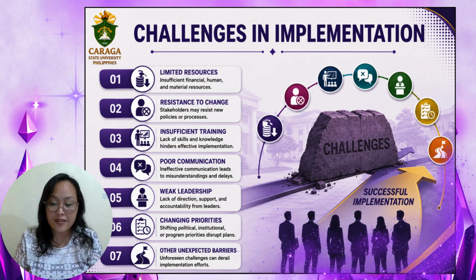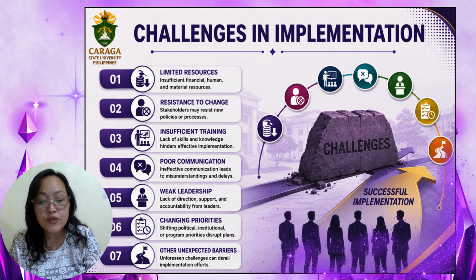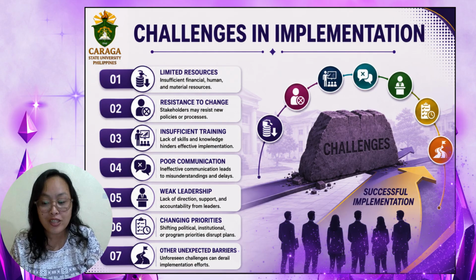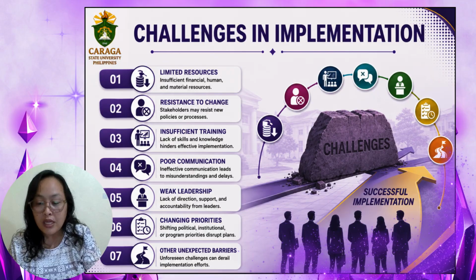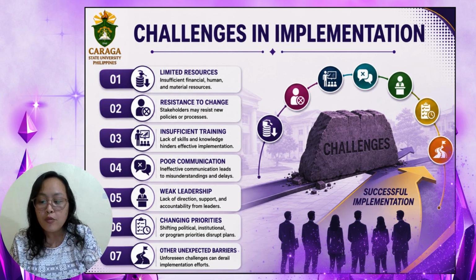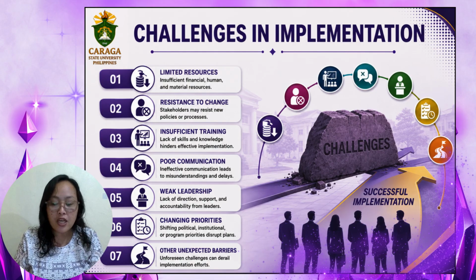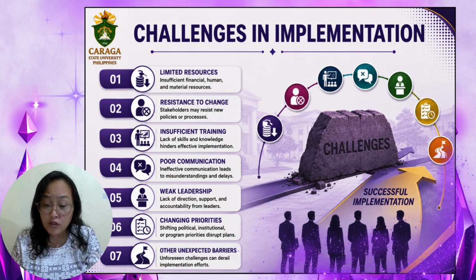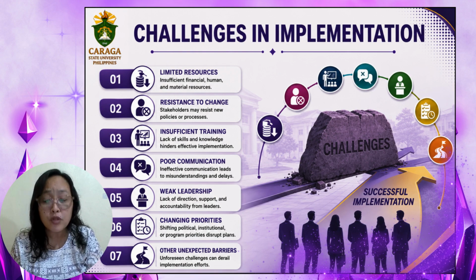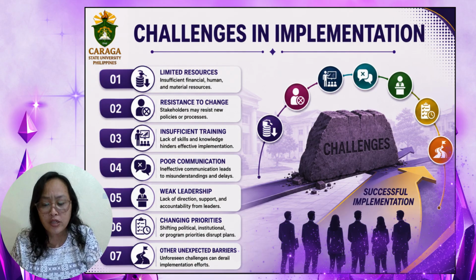Despite careful planning, educational institutions often encounter implementation challenges. This may include limited financial resources, resistance to change, lack of stakeholder support, inadequate teacher training, poor communication, weak leadership, insufficient monitoring, or even changing political priorities. Educational leaders must anticipate these challenges and adopt collaborative problem solving approaches to ensure successful policy implementation.